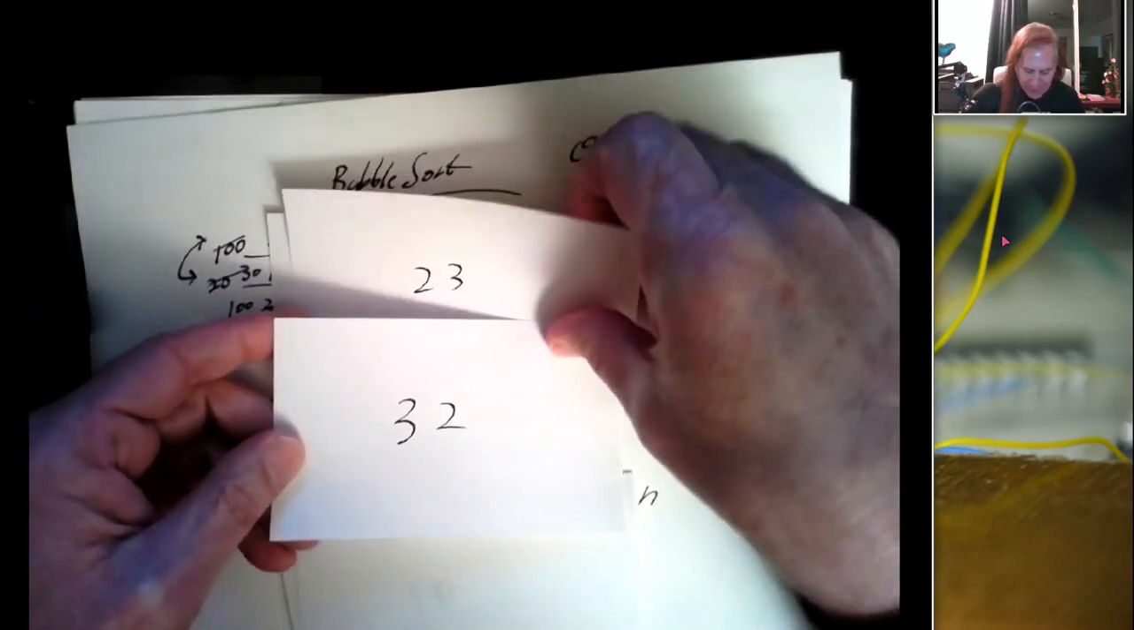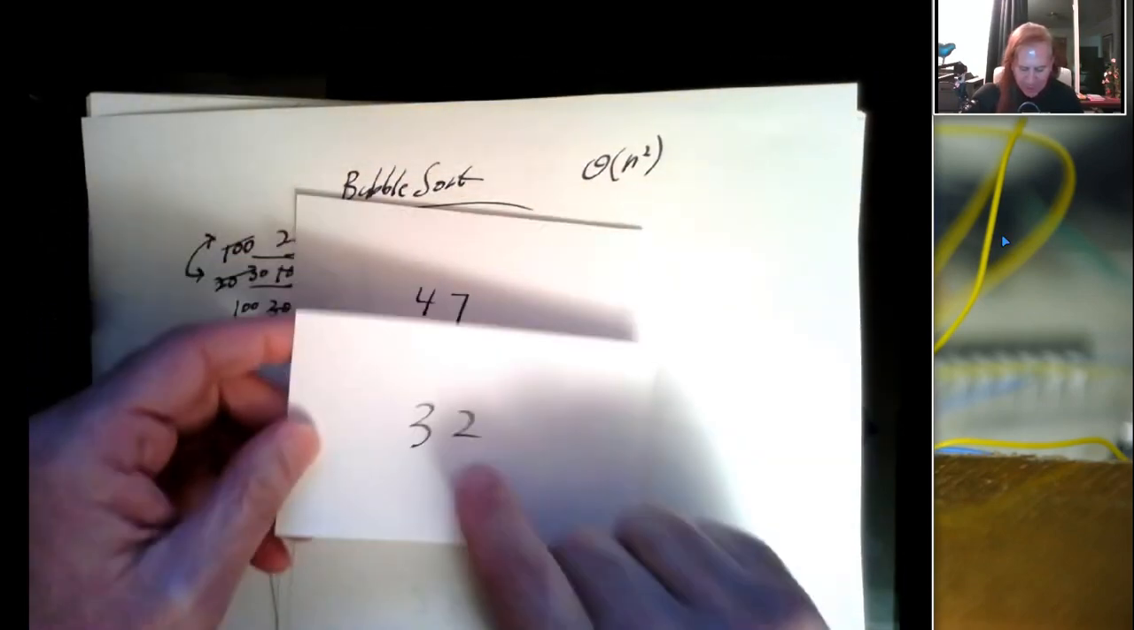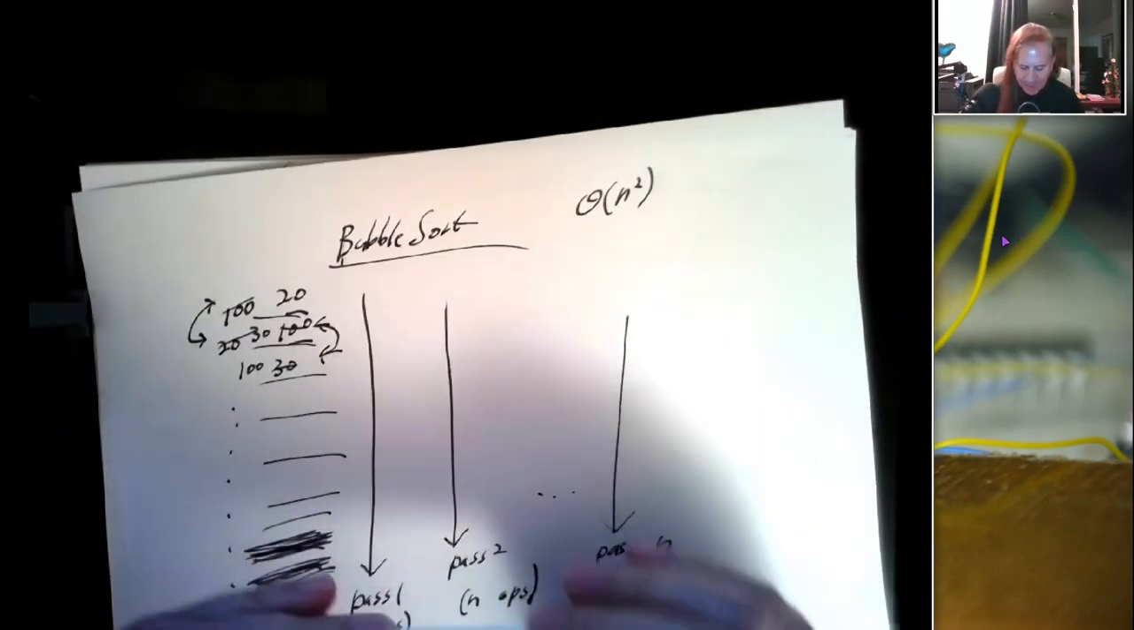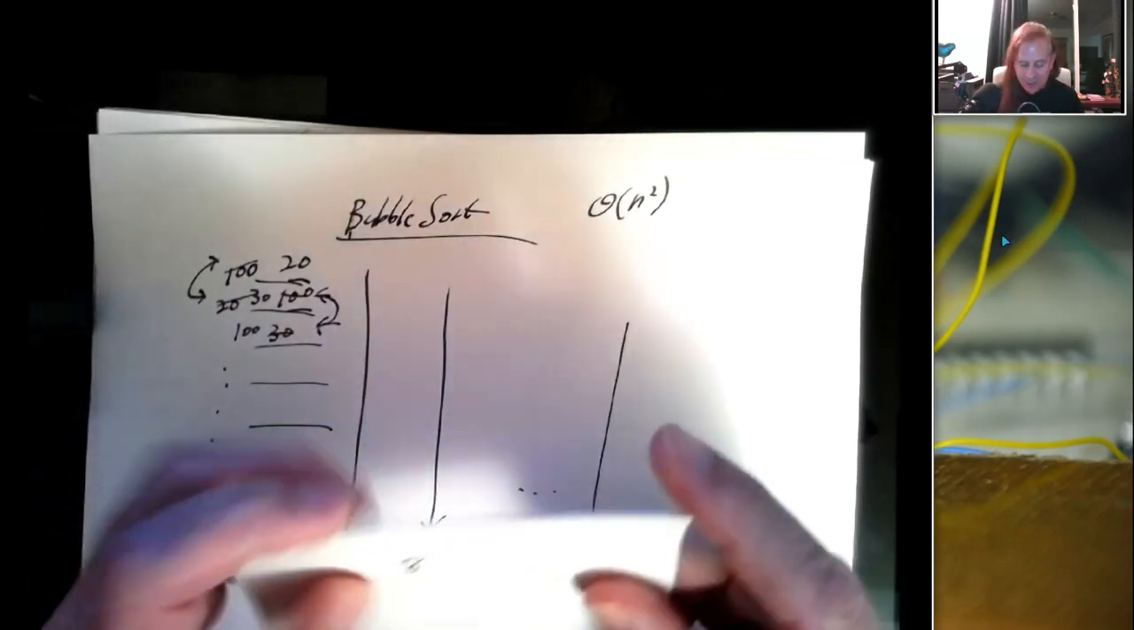And then 32 and 23, we should swap those. 32 and 47, those are in the right order. And that's the end of our array. So 2 passes, we're guaranteed 2 numbers in the right spot.